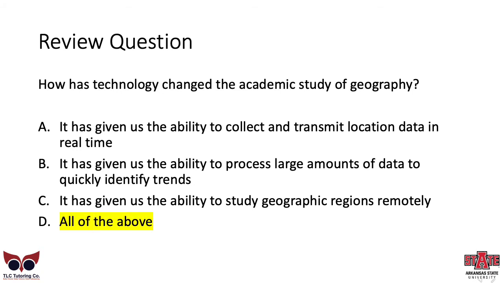The correct answer is D. All of the above. Technology has changed the academic study of geography because it has given us the ability to collect and transmit location data in real time. It has also given us the ability to process large amounts of data quickly to identify trends. And it has given us the ability to study geographic regions remotely.